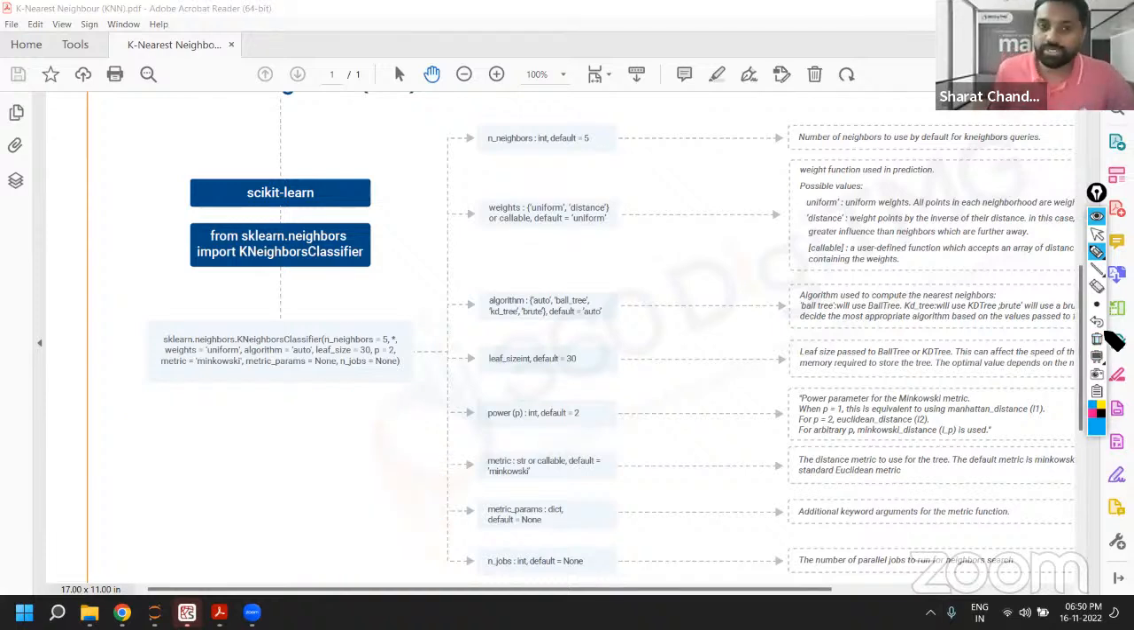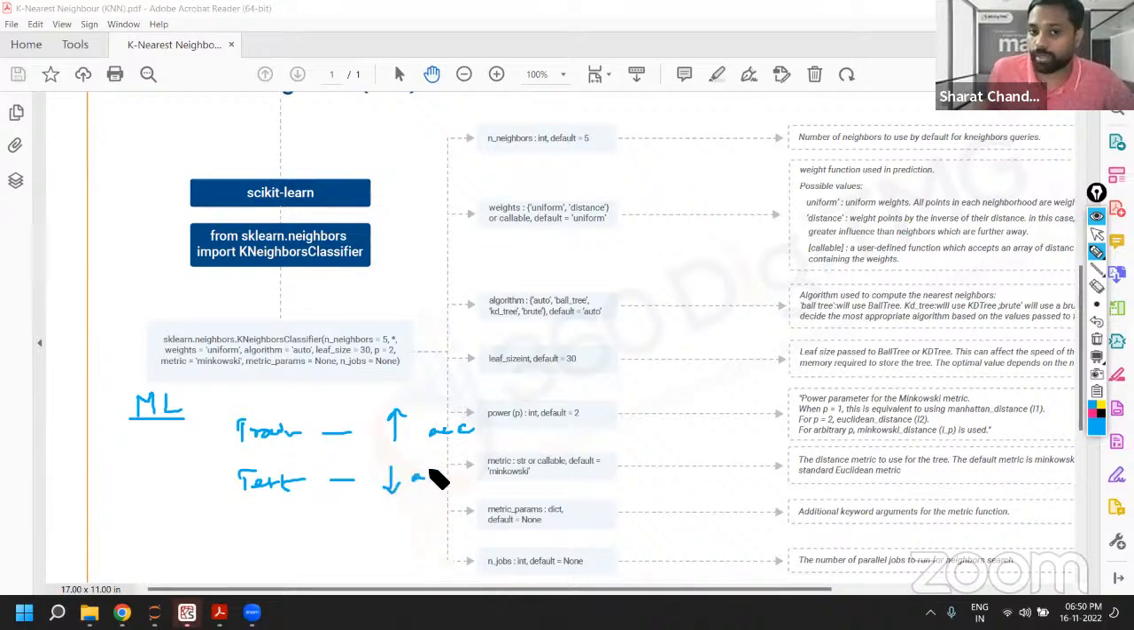So in simple terms, when a machine learning model is verified on the training data set, it gives very good accuracy. But when I verify on the test data set, the results have very low accuracy. This condition is called overfitting.